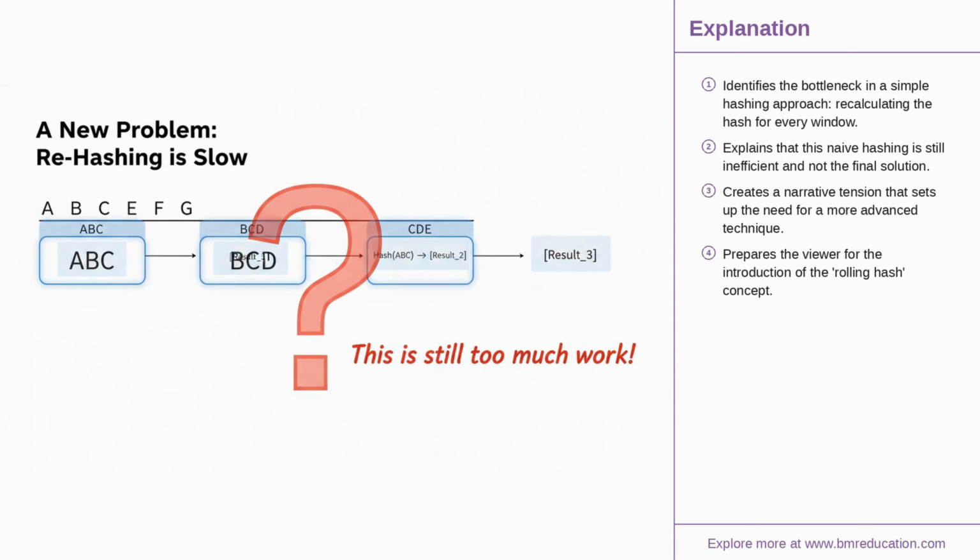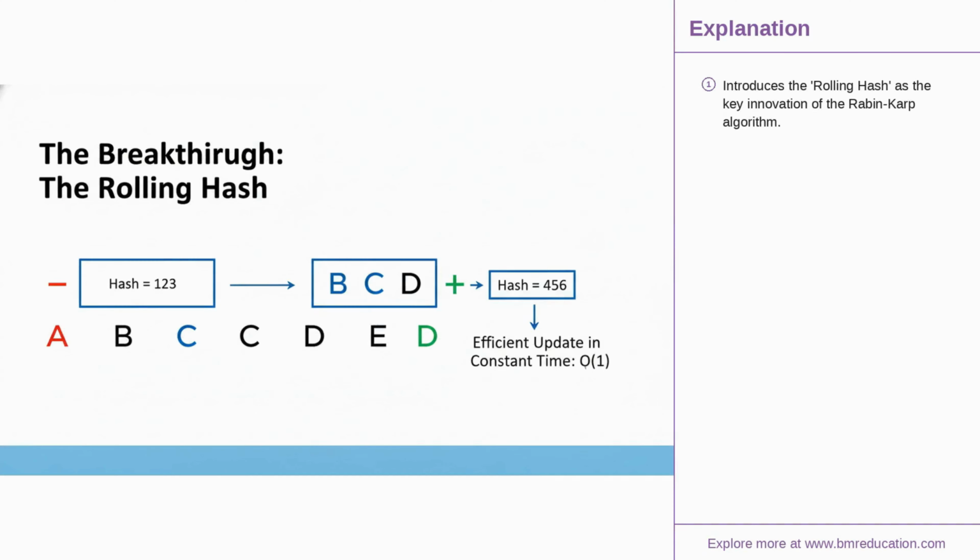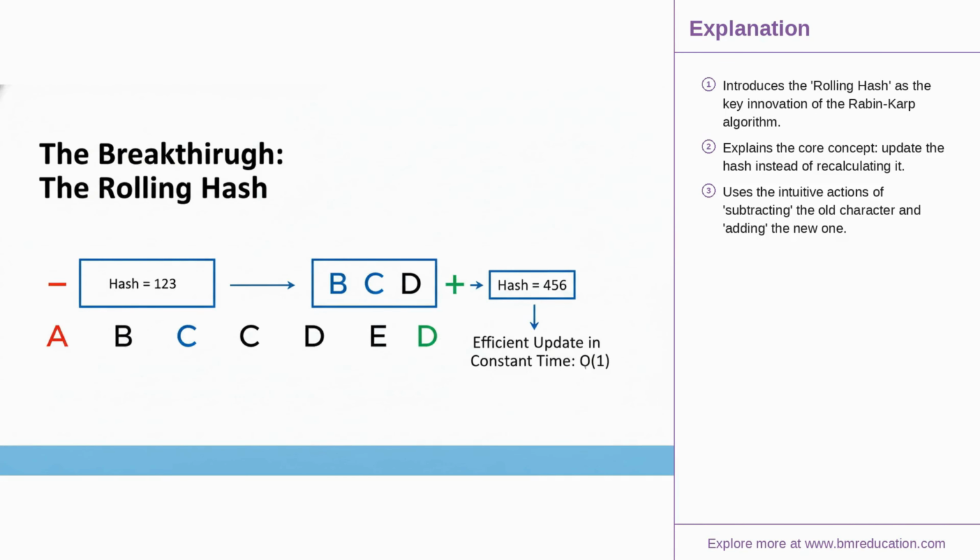If we calculate the hash for every single window of the text from scratch, we're still doing a lot of work, reading each character multiple times. This would be almost as slow as the naive method. The true genius of the Rabin-Karp algorithm is how it solves this specific problem. The solution is an ingenious technique called a rolling hash.